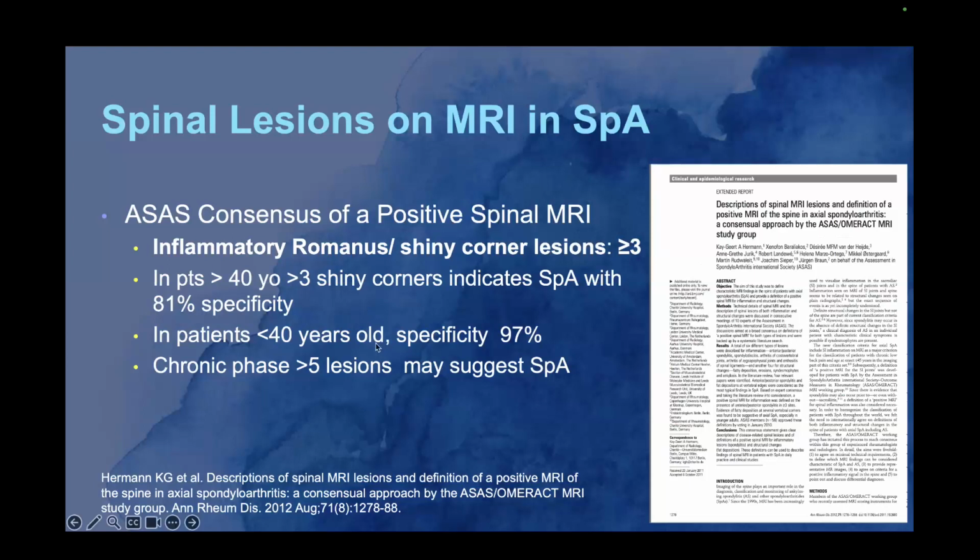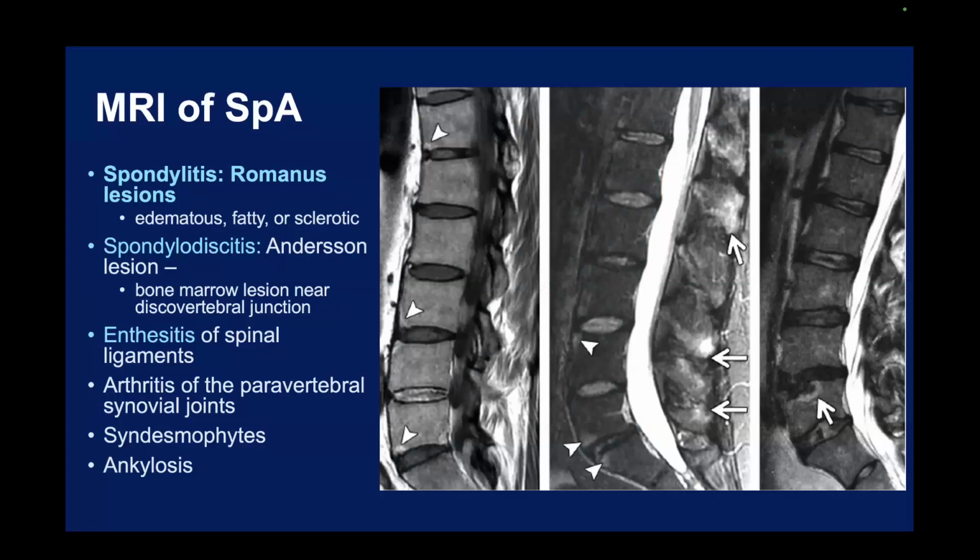So in patients under 40 years of age, if you see these shiny corners or inflammatory lesions, it has a specificity of about 97%. So here are some examples of those inflammatory changes. So we have some areas of bone marrow edema pattern forming in the vertebral corners. And we have some here, this is a T1 where we have some areas of fat that started to form at that area. So you're starting to get some changing or marrow metaplasia at sites of inflammation.